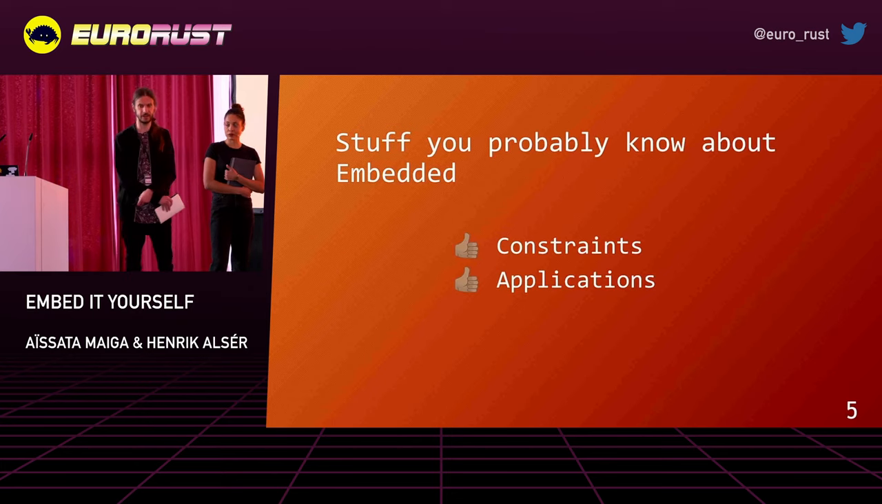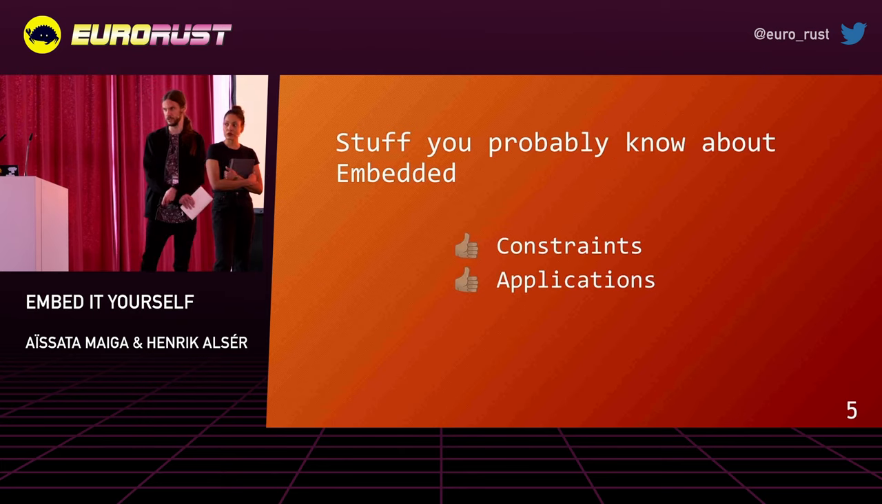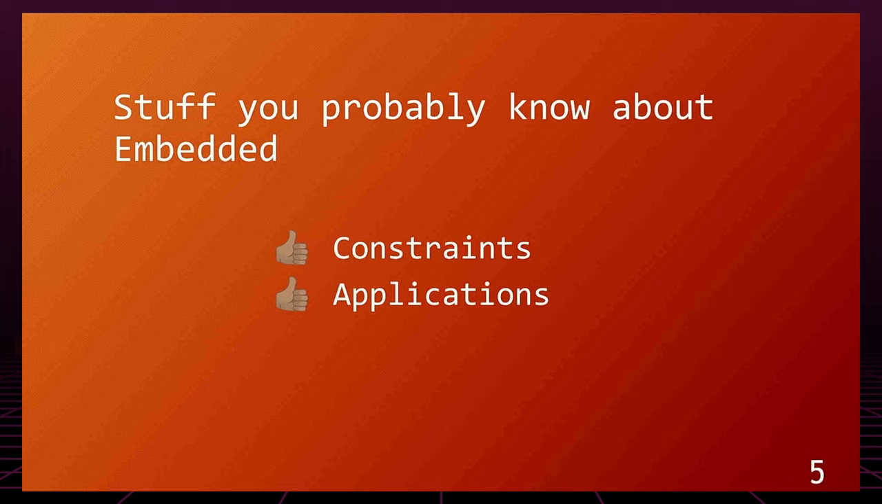So what's an embedded system? It's an integrated computing system with a dedicated purpose. It's designed to do one thing really well. And it can also be part of a bigger system where multiple small systems work together.